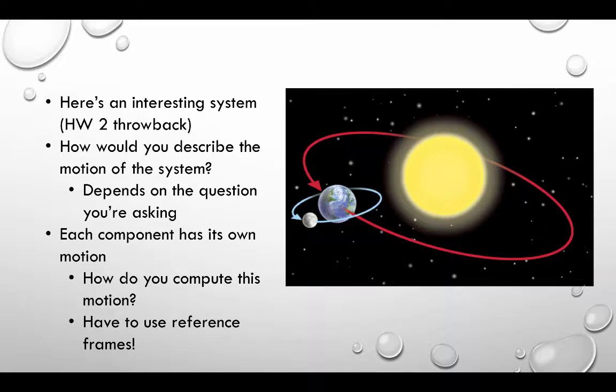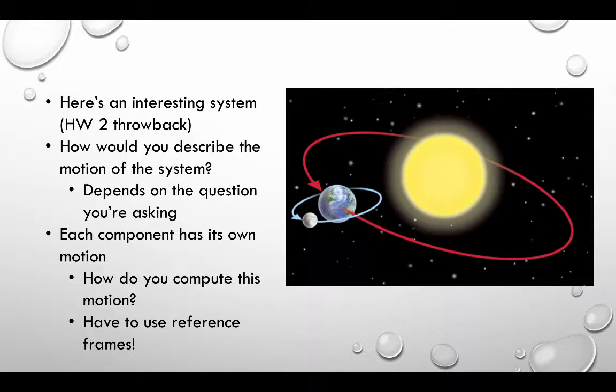If I were to ask you, how would you describe the motion of the system, what would you say? The thing is, you can't really answer that question because it really depends on the question you're asking yourself. For example, if you're asking yourself, how does the Earth, Sun, and Moon system move throughout the universe? You would find your own specific motion equations. If I were to ask you, how does the Earth move around the Sun? Again, those would be completely different numbers than before.